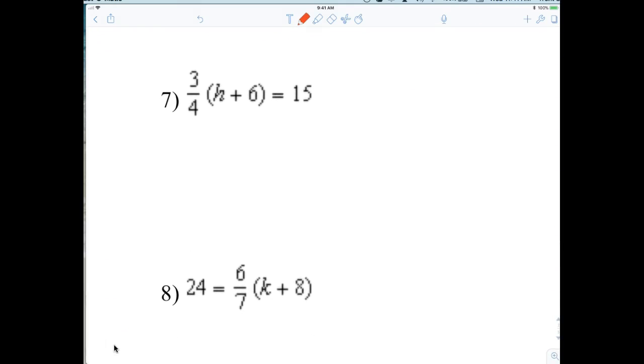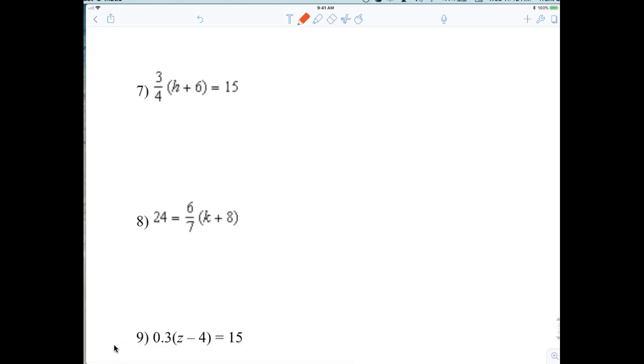Let's take a look at number 7. Now, I really want to talk about number 7 because I hope you do it this way. If I distribute the 3/4, do you agree there's going to be a bunch of fractions? So instead of dividing, I can do what? Multiply by the reciprocal. So what I'm going to do right now, just to get this out of the way, because I'm going to move this over a little bit. I think it's important for you to see it.